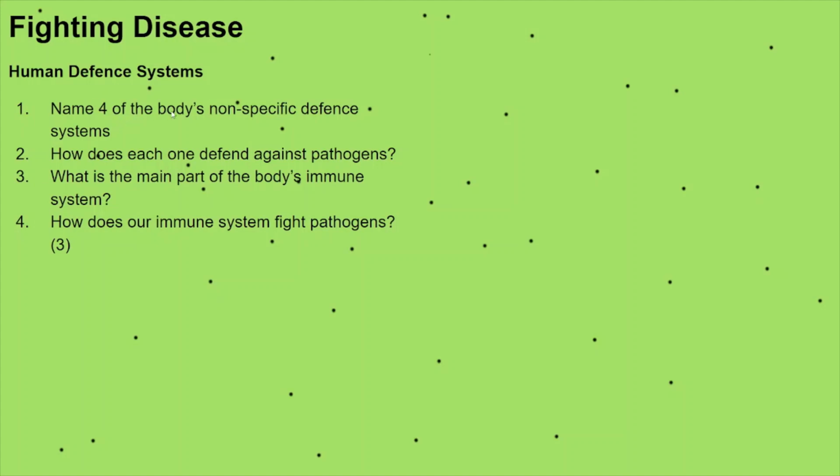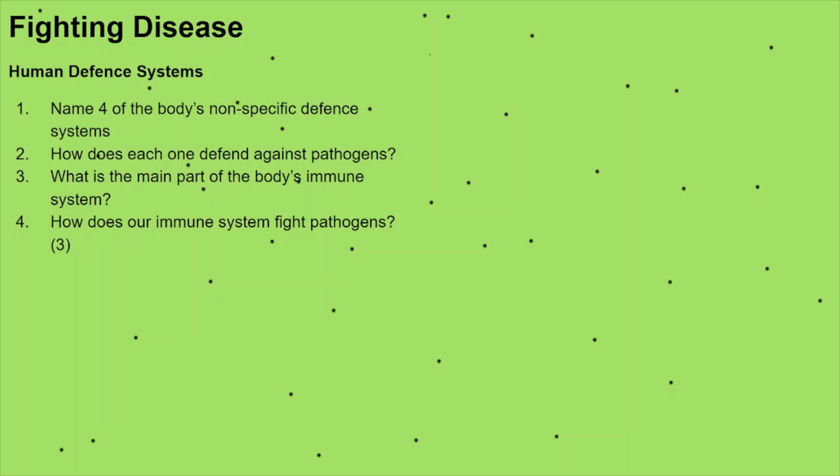So the body's non-specific defense systems, non-specific simply means they defend against any pathogen, no matter what. So the first one is the skin. Our skin just acts as a barrier, prevents any pathogens from getting in, and it also secretes antimicrobial substances to kill pathogens. The second one is our nose. So in our nose we have hairs, we also have snot. These trap particles that could contain pathogens.